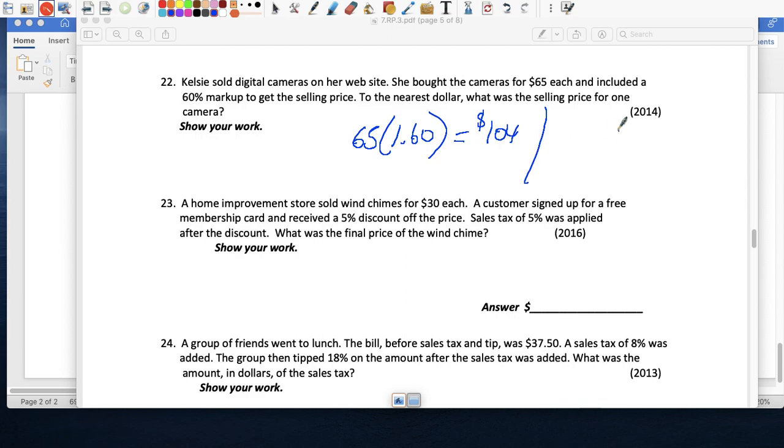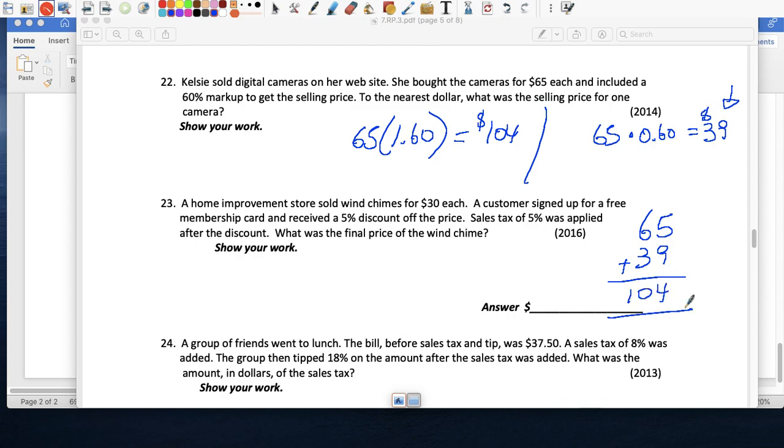If you don't want to do it that way, you can do it the other way. Here's $65, which is the price of camera. Now, figure out what 60% is, so multiply that by 60%. So 65 times 60% is $39. So this is the markup. So here's your camera. She's going to increase it by $39. And if you add those two, you get the same answer. So either you do it this way or the more direct way.